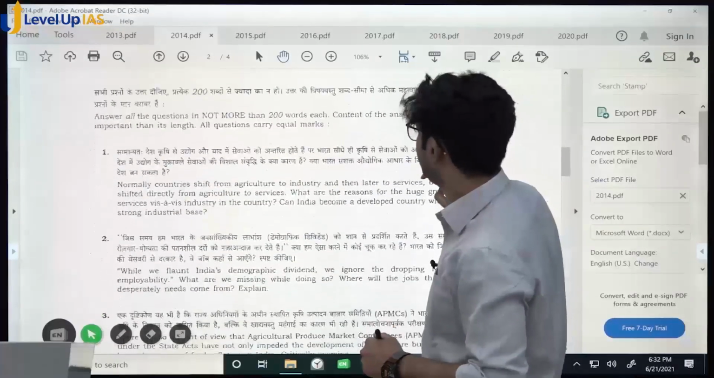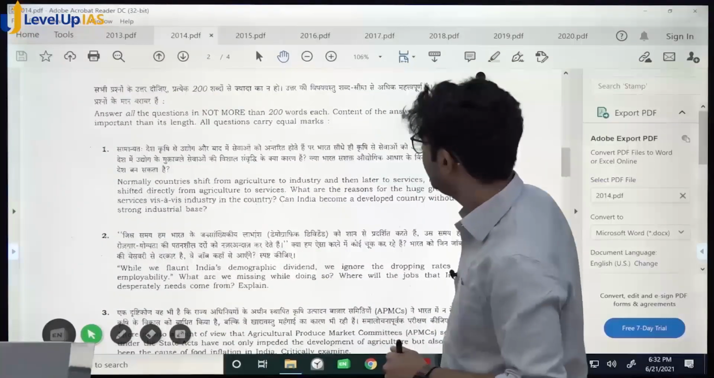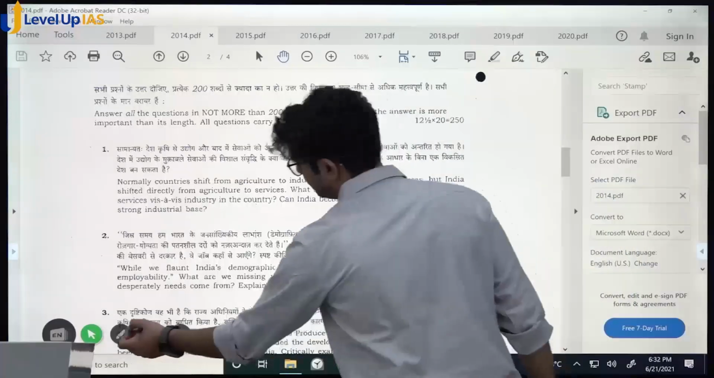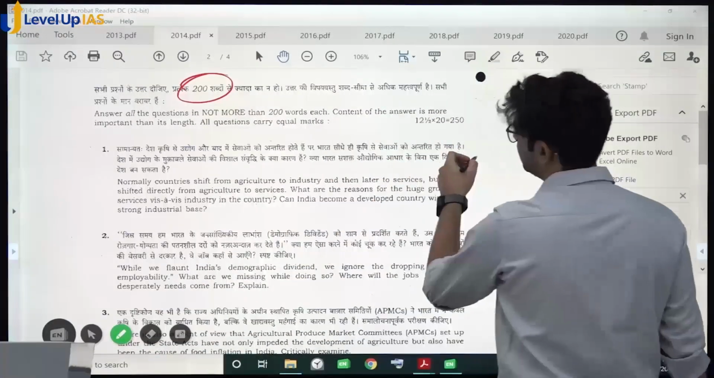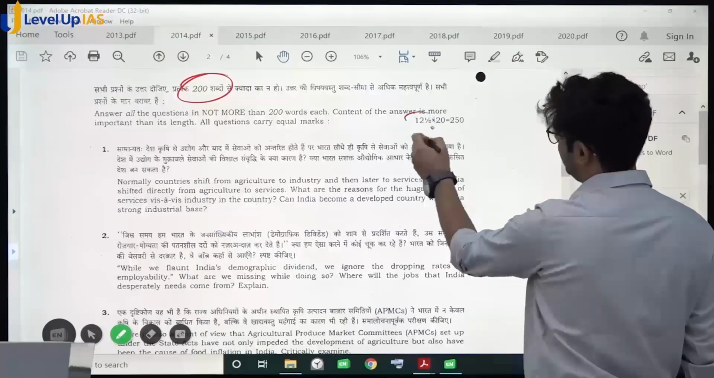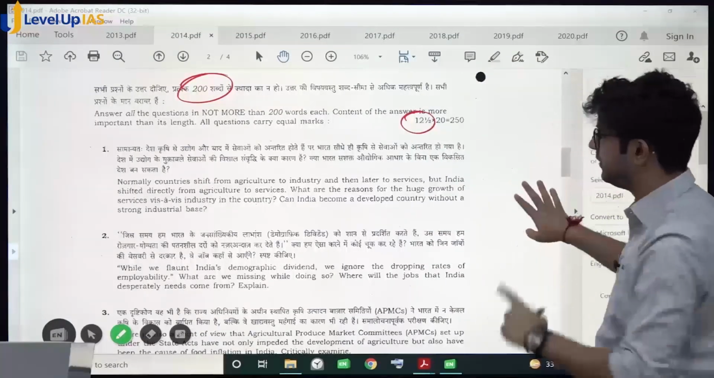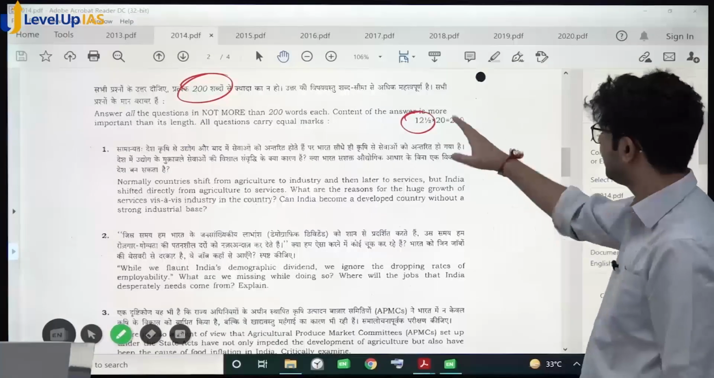Okay, 2014 question number 1. What is the quality of this scanning? It's very funny. It is 200 words. It is 12 and a half. They did not even write it for every question, but here they said 12 and a half into 20.